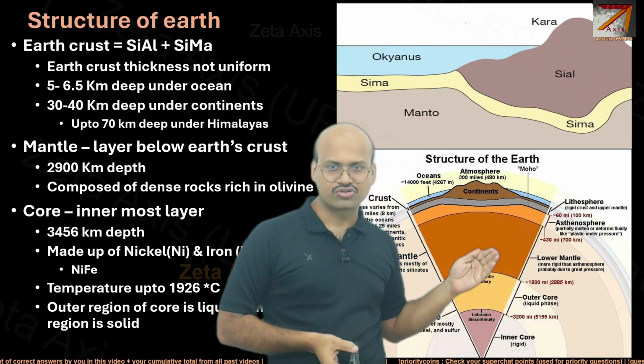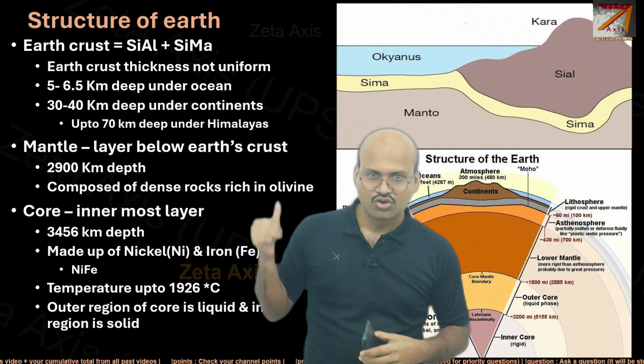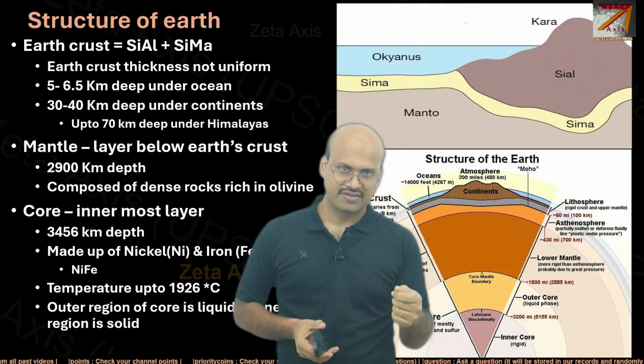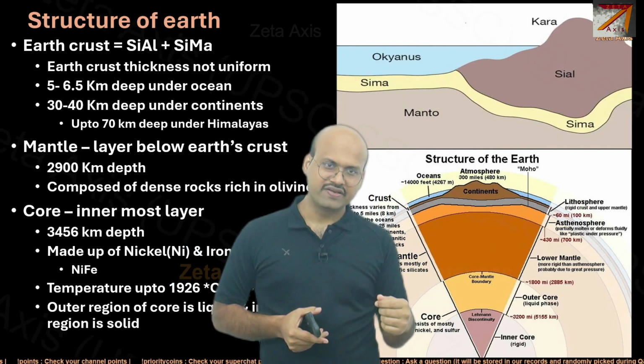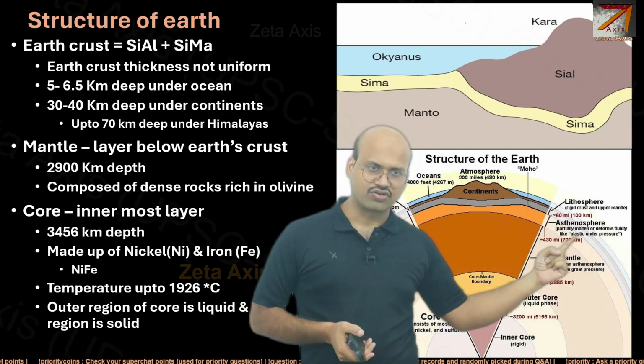It is composed of denser rocks. Specifically, the lower mantle is composed of olivine rocks. The asthenosphere is in a plastic state. So basically, it is believed that the crust floats on this asthenosphere.